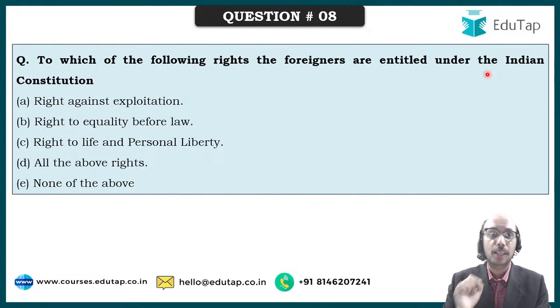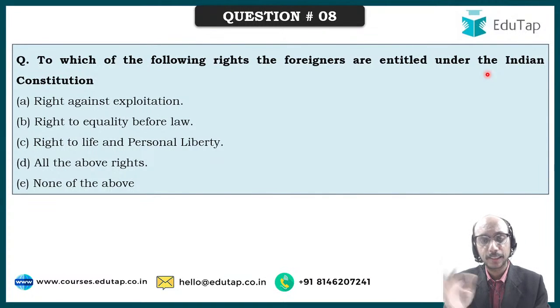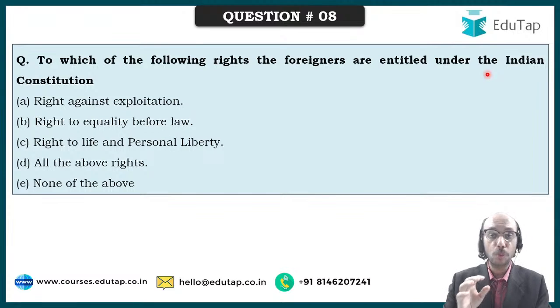To which of the following rights are foreigners entitled under the Indian Constitution? Right against exploitation, right to equality before law, right to life and personal liberty, all of the above rights, or none of the above rights? You have to tell me, like for example, what is the question, what is the broader context in which the question is being asked. The idea is that certain fundamental rights are available to citizens. Out of those rights, certain rights are also available to foreigners, right? So foreigners who are in India, even they do enjoy certain fundamental rights. Okay. Now, which rights are the ones which foreigners are able to enjoy?